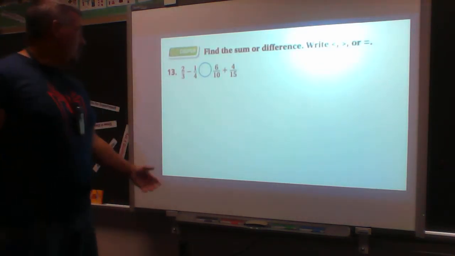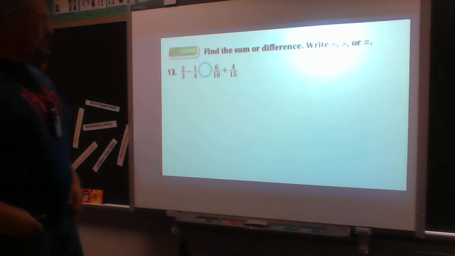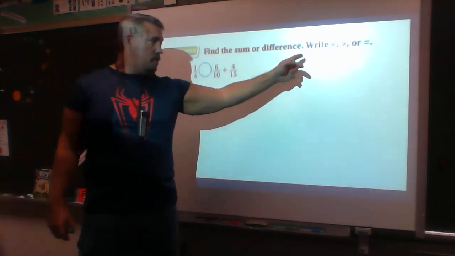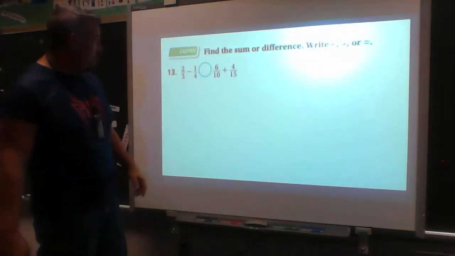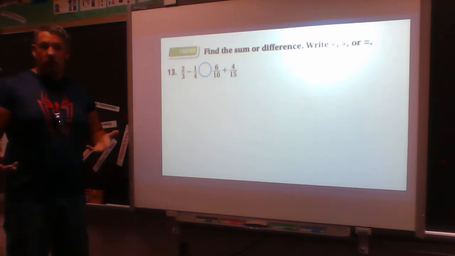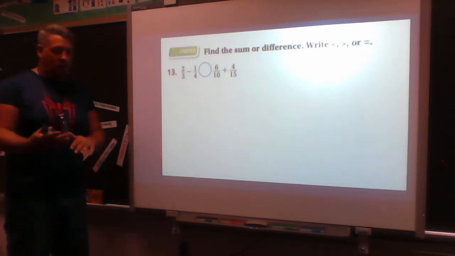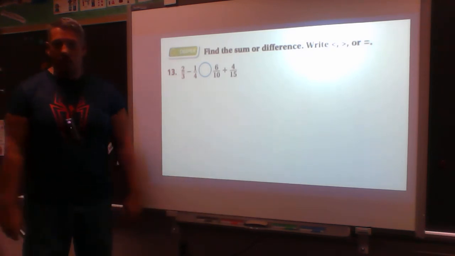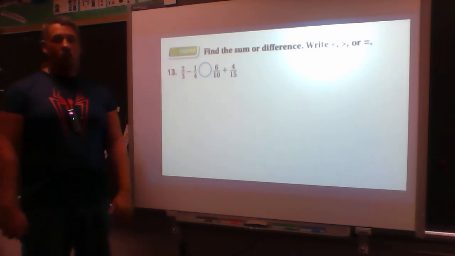All right, so then we're going to jump to 13. Find the sum or difference and write less than, greater than, or equal to. So we have to just do the math and then compare them. I'd have to have common denominators once I compare them, but in order to do the math, I also have to have common denominators. Got some work to do.